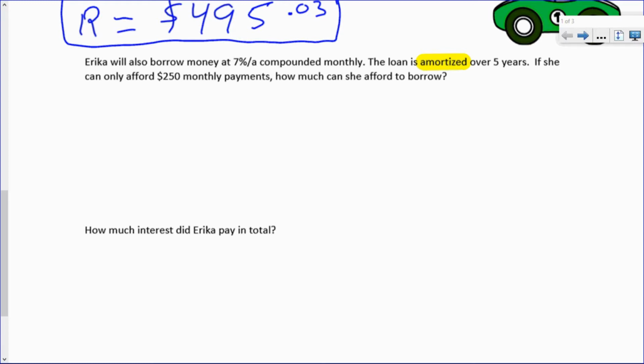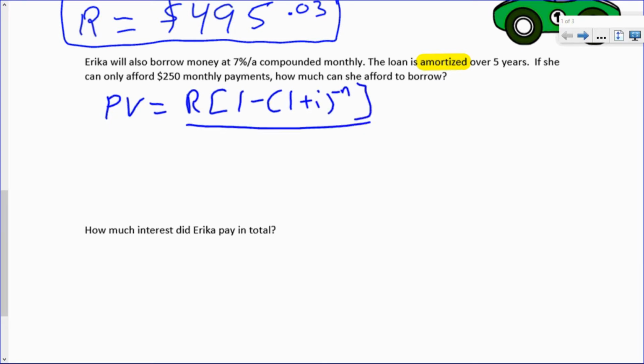Well, in this case, you want to know what the value of the loan is, or what the present value is. So you could use this formula right here, where you use 250 for your R value, and then your N value would again be 60, 5 years times 12 months in a year, and your interest rate's the same. You could do that, or we could use the TVM solver. That's probably how most people would do it.